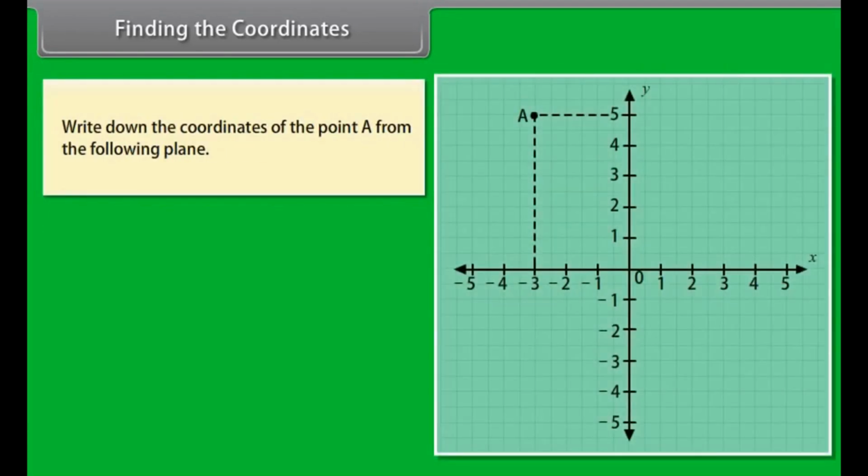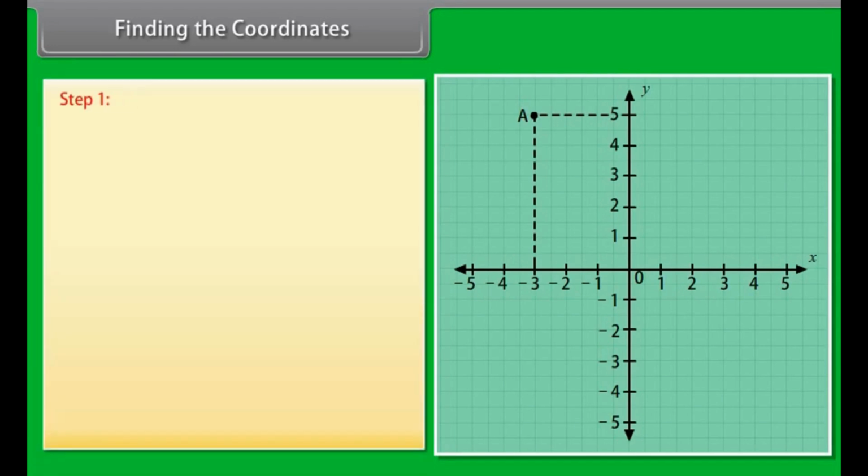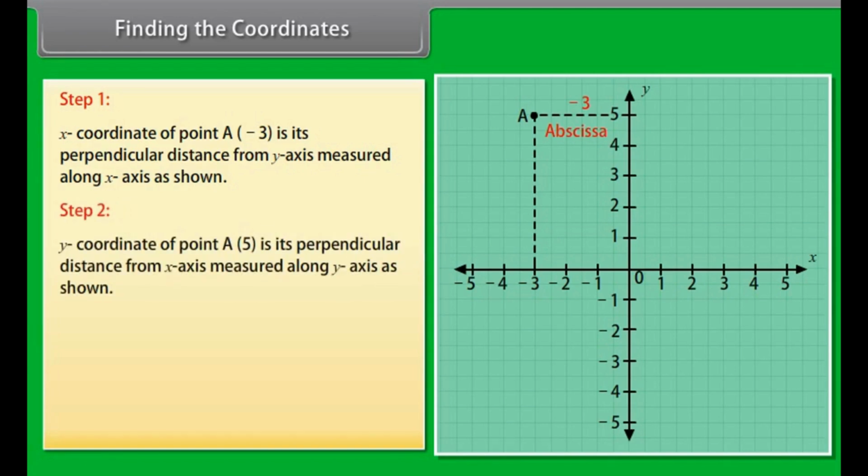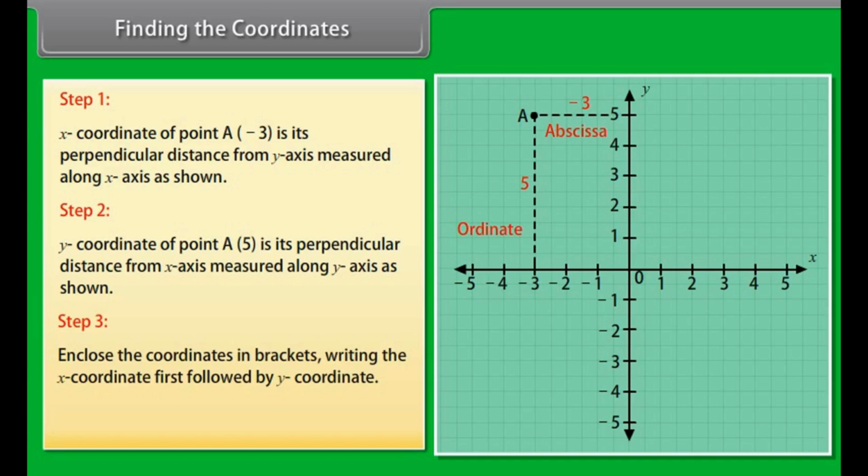Finding the coordinates. Write down the coordinates of the point A from the following plane. Step 1. X-coordinate of point A is -3. Is its perpendicular distance from y-axis measured along x-axis as shown. Step 2. Y-coordinate of point A is 5. Is its perpendicular distance from x-axis measured along y-axis as shown. Step 3. Now, enclose the coordinates in brackets by writing the x-coordinate first followed by y-coordinate. Thus, the coordinates of point A are (-3, 5).